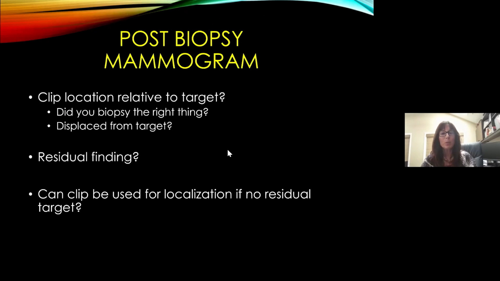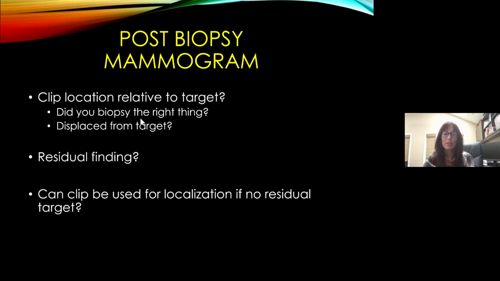A few words about the importance of the post-biopsy mammogram. In the situation we just looked at, there were residual calcifications. So if the clip were displaced, that wouldn't necessarily be a problem because we could still, if necessary, use the residual calcifications for targeting, for localization. If there were not a residual target and the clip were displaced, it may be challenging to localize the biopsy cavity, and this should be known in advance. Sometimes additional imaging needs to be performed to find the original biopsy site if it's cancer, such as an MRI.